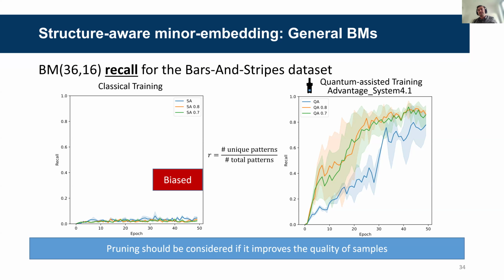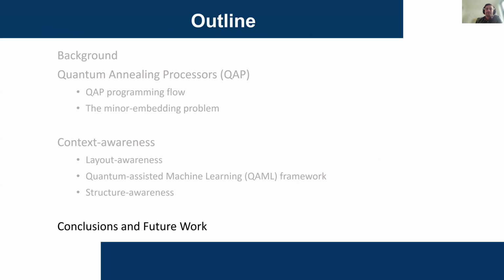So pruning should be considered if it improves the quality of samples, for example, by having a change in the embedding. So these are very interesting results that we found. So I'll jump to conclusions.